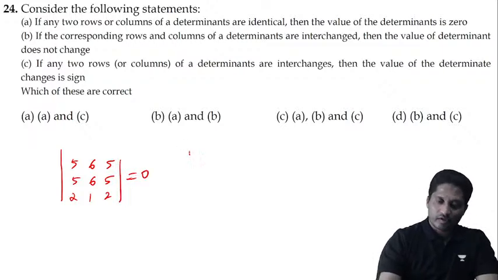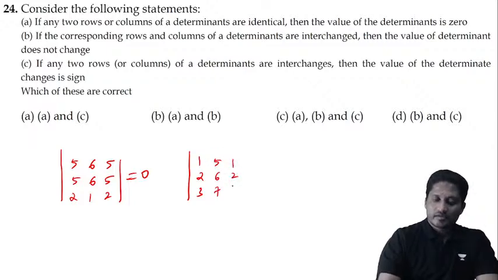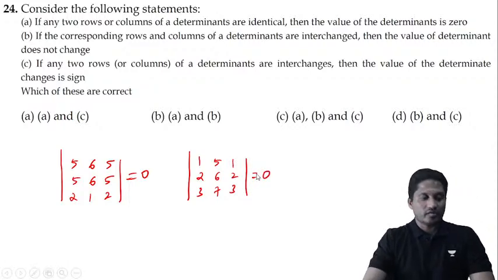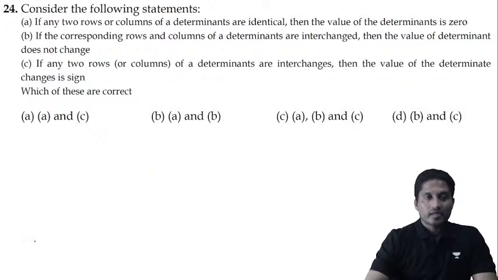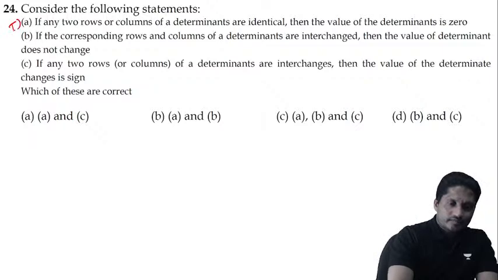Or even if two columns are identical, let's say this is 1, 2, 3, this is 5, 6, 7, here also 1, 2, 3. First column and the third column are the same. Obviously, the value of the determinant is 0. So option A is true. And let me check the other options.